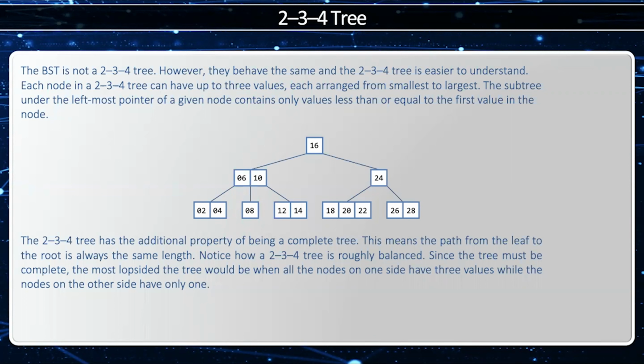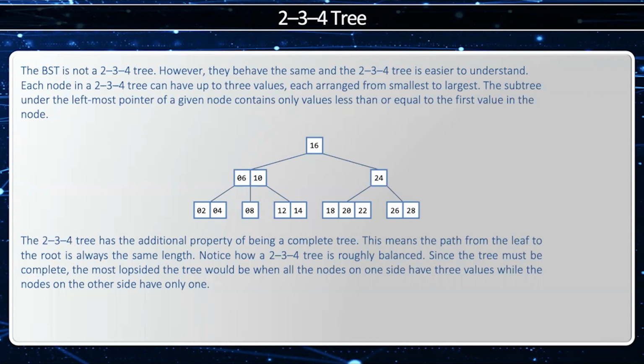The binary search tree is not a 2, 3, 4 tree. However, they behave the same, and the 2, 3, 4 tree is easy to understand. So each node of a 2, 3, 4 tree can have up to 3 values, each arranged from smallest to largest. This is an example of a 2, 3, 4 tree.